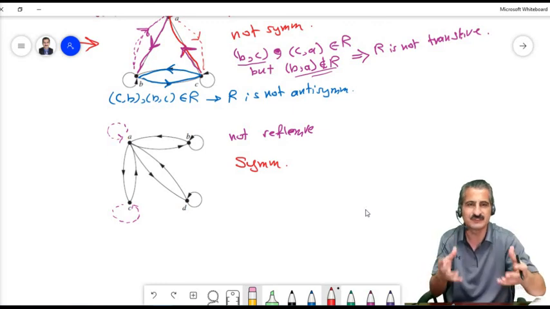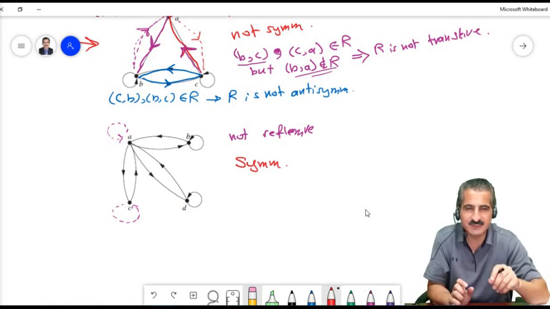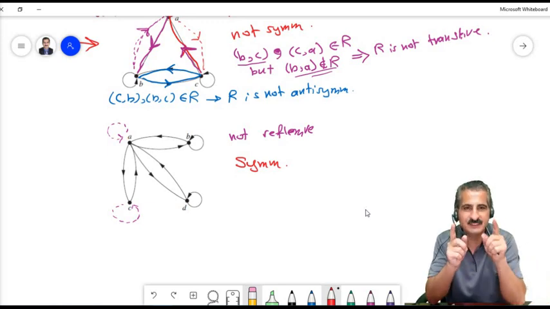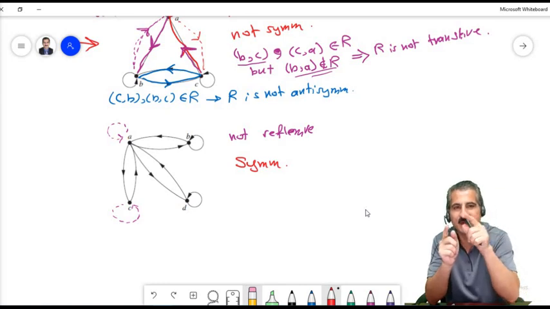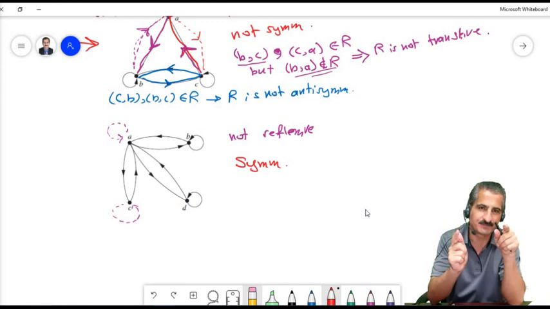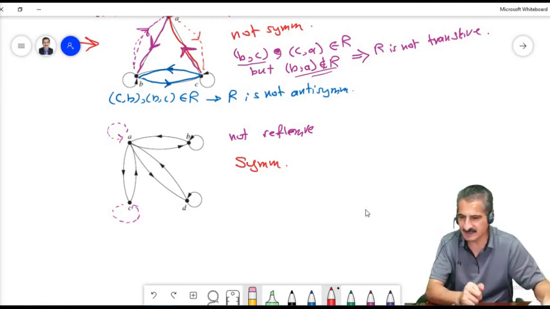Earlier I said it is symmetric because every two vertices have arrows in both directions. No, this is not true. This was a wrong statement. I should say it is symmetric because for every two vertices that have an edge between them, there is another edge, an arrow going the opposite way. Okay, so it is symmetric. Is it transitive?